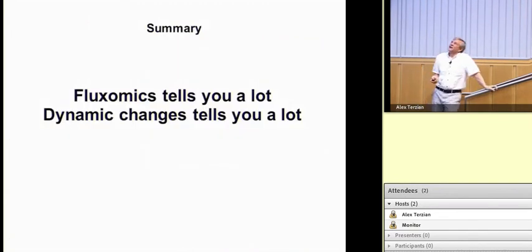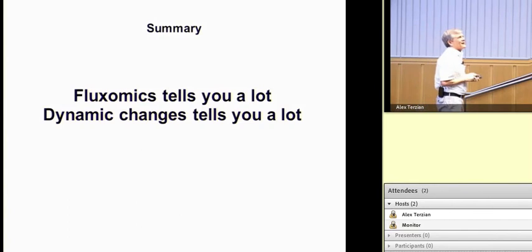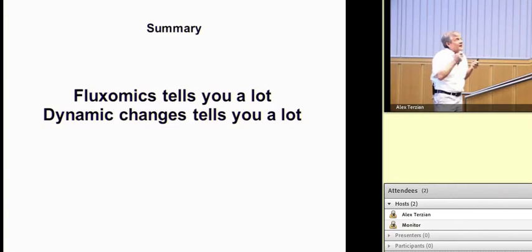Anyways, so summary: fluxomics tells you a lot. Dynamic changes tell you a lot. And so, in my lab, we call this the Heraclitean method of looking at metabolism. Heraclitus was a 5th century BC philosopher who said you cannot understand a river unless it's flowing. Okay? So if a river is still, you can't understand if it's deep, if it's shallow, but if it's flowing, you can really get a whole lot more. And so by doing dynamic experiments and using labels and using time courses, you can derive a lot more information.